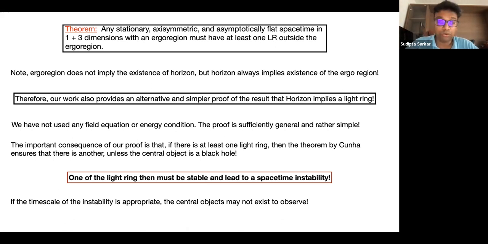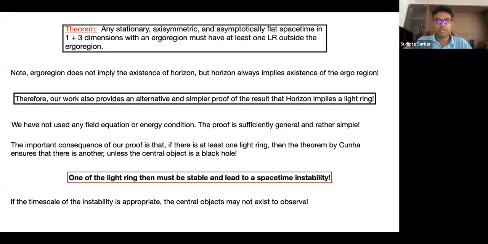So remember that an ergo region does not imply the existence of a horizon. I can think of a rotating neutron star, which is rotating so fast and is compact enough that it has an ergo region outside, but it doesn't have a horizon. Okay. But what you can show, in a rather intriguing argument which is already there, I mean, I didn't know this, we discovered it later, but it was known in the older GR books: if you look at Kerr's paper or Carter's paper, or classic papers, if there is a horizon, there must be an ergosphere. So therefore, our proof also provides an alternative and rather simpler proof of Cunha's result, that if there is a horizon, there must be a light ring.